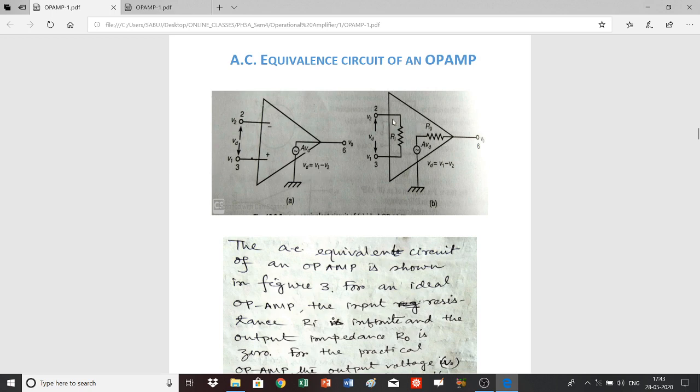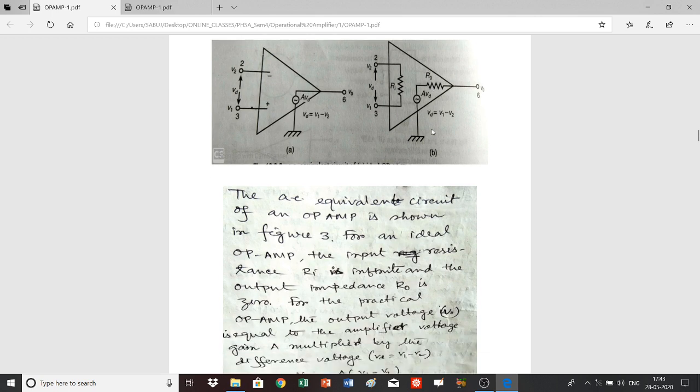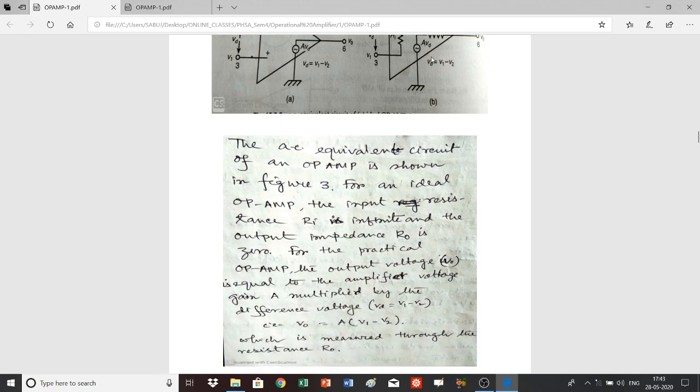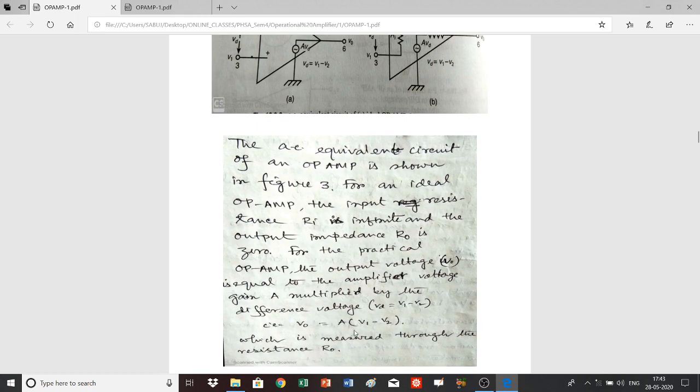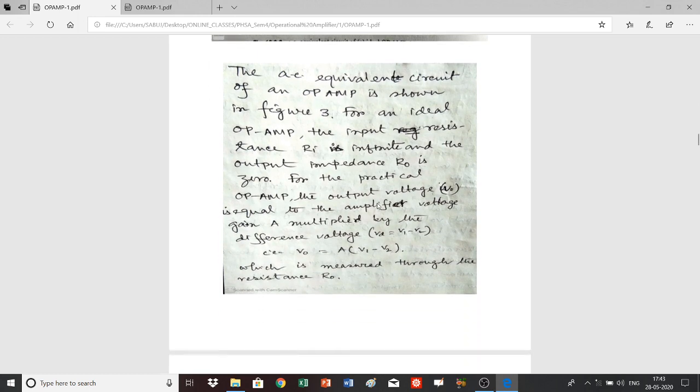Now, since this is the AC equivalent circuit of this op-amp, here the input resistance is given by Ri, and the output resistance is given by R0, and the output voltage V0 is measured across this resistance R0, which is nothing but A times (V1 minus V2), where A is the gain of the amplifier.